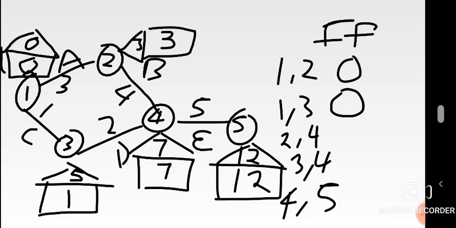So 1 to 2, 1 to 3. Just know that you should have 2. So how do you get free float? We already stated that it's the earliest start time of the ending node on those 2 connected nodes.